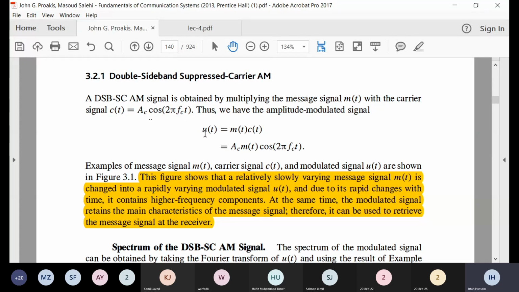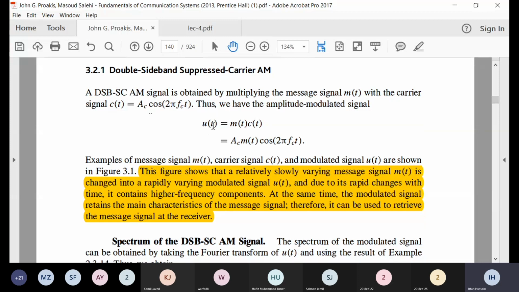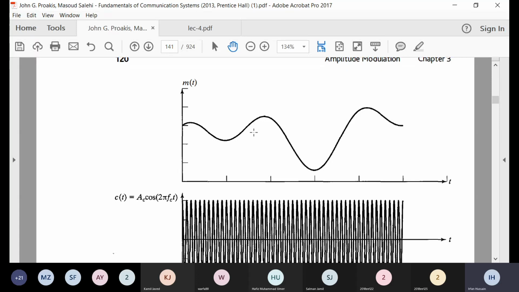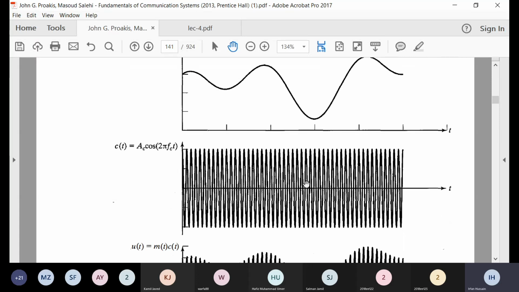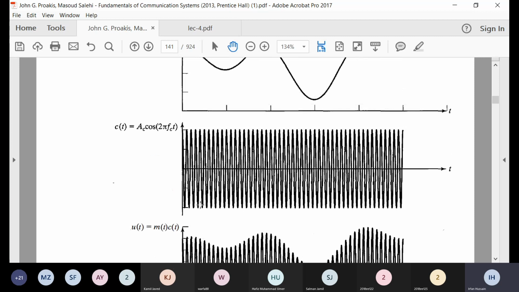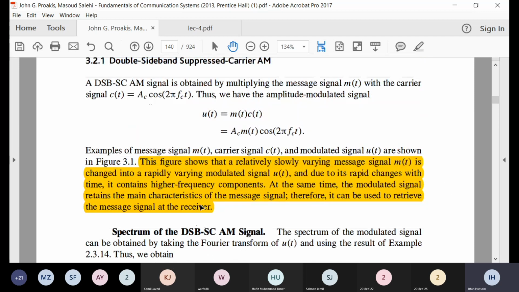So what is the modulated signal? It will be just the message signal multiplied with the carrier. So m(t) was the message signal, c(t) was the carrier A_c cos. You have this simple multiplication and you are getting the modulated signal u(t). So you can see figure 3.1. This was a message signal, a low frequency signal. This was a carrier signal, a very high frequency signal. When they are multiplied, you will get this signal. This will be the double sideband suppressed carrier signal.